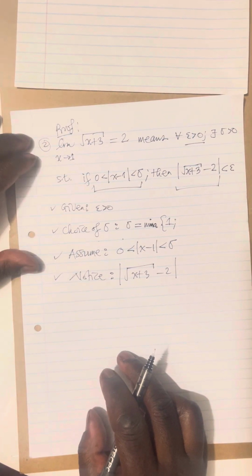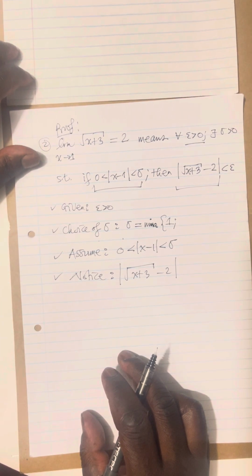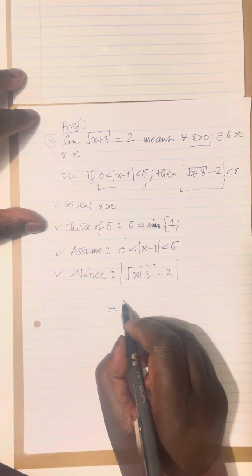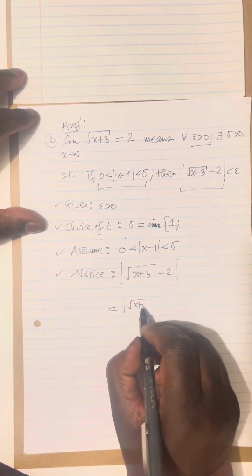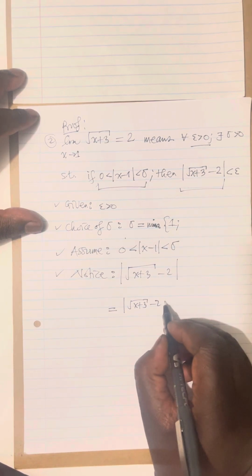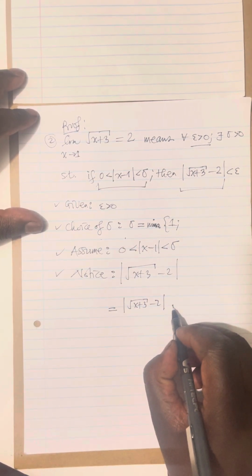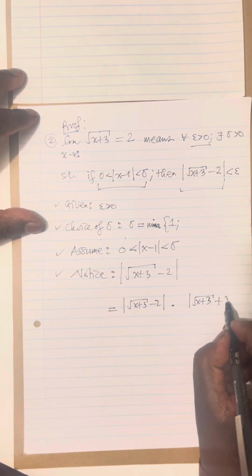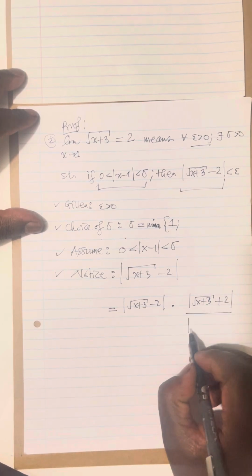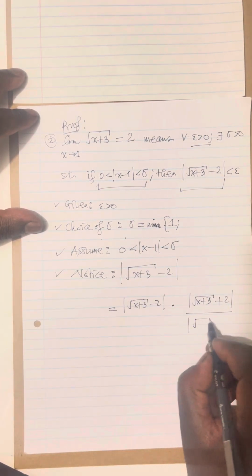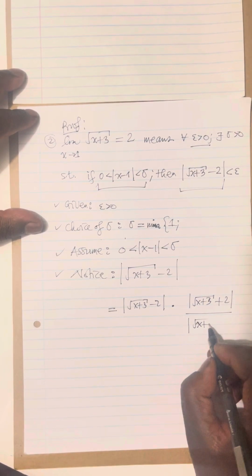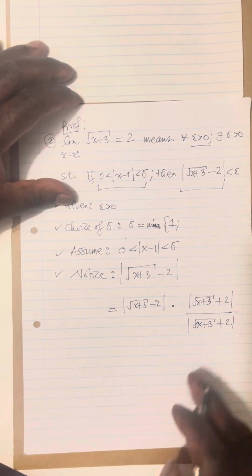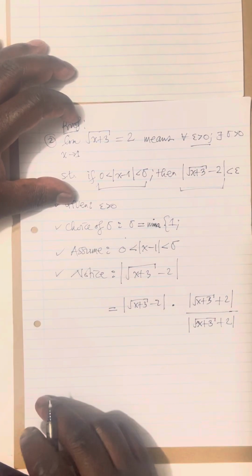Well, we use what we call conjugates. If you remember the difference of 2 squares, we're going to say this is exactly equal to the absolute value of square root of x plus 3 minus 2 times square root of x plus 3 plus 2, and we are going to divide by the same expression because we don't want to change this. It's 1, and multiplying by 1 doesn't change it.